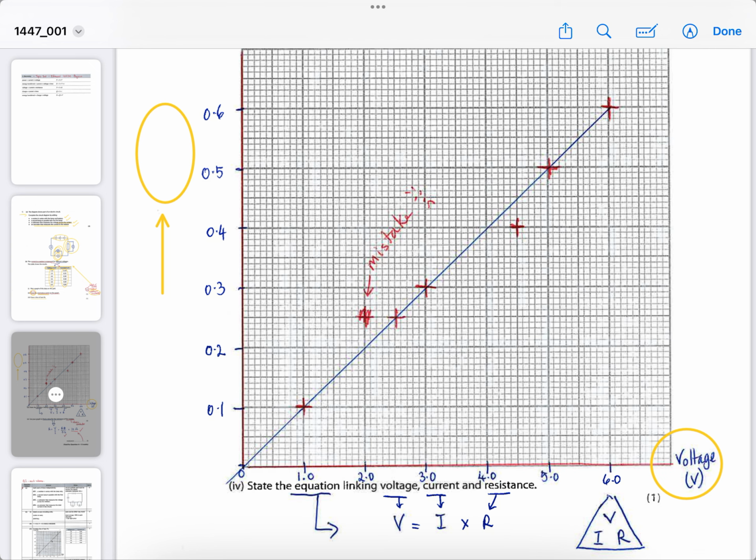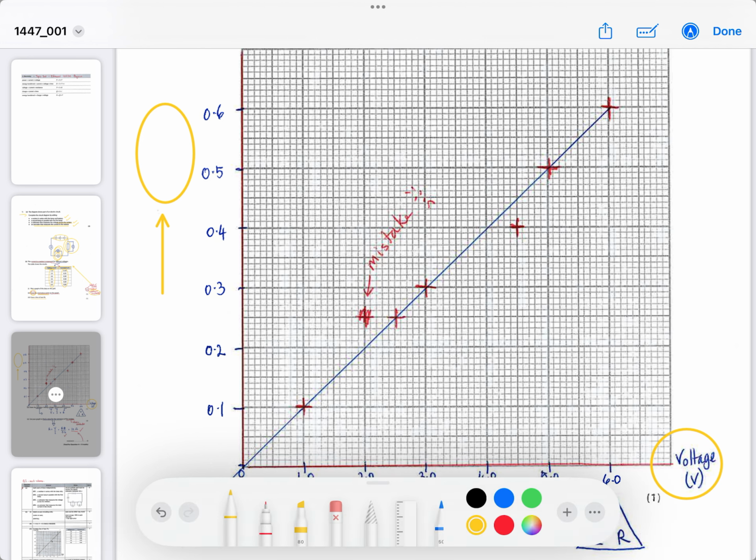And then I would have to circle my anomalous point, and the anomalous point is the one that does not fit the pattern. It doesn't fit on the straight line. Okay, so I've then drawn my line of best fit, and I could have continued that line beyond the last point to extrapolate it beyond the maximum value on the graph that I plotted. Obviously at 7.0 volts, it should really reach 0.7 amps.